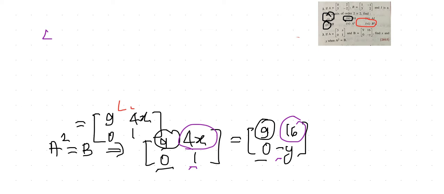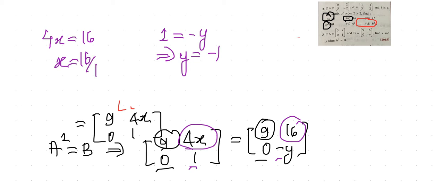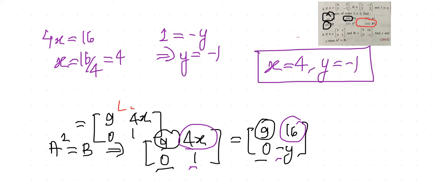So you write 4x is equal to 16 and 1 is equal to minus y. This implies y is equal to minus 1 and x is equal to 16 divided by 4, that is 4. So the values are x equal to 4 and y equal to minus 1. What did you do here, children? You simply put in the given conditions and it was easily solved.